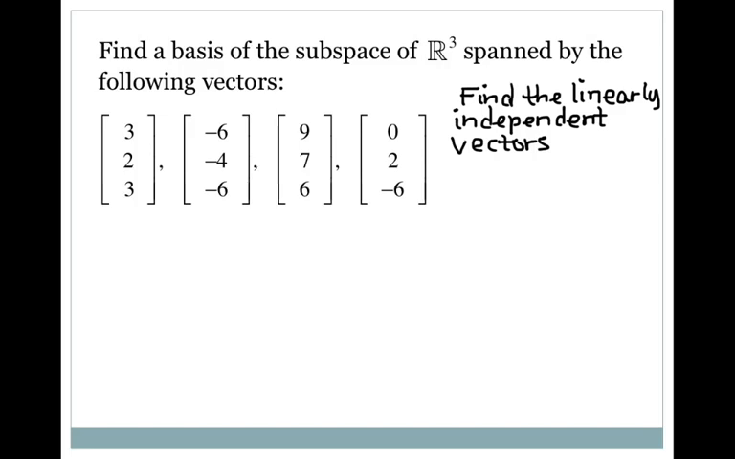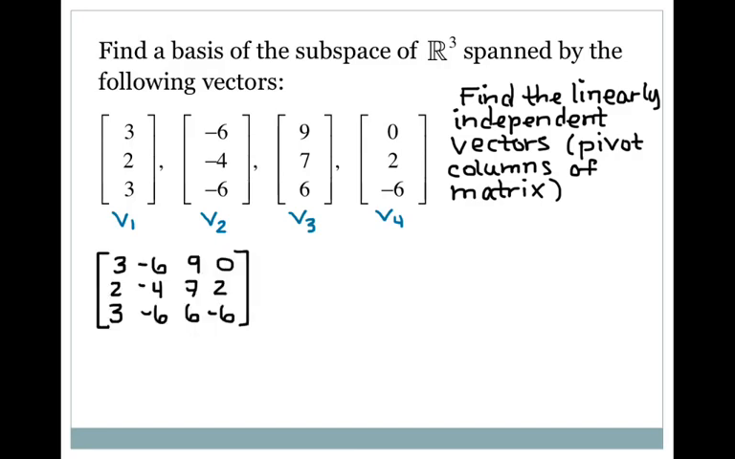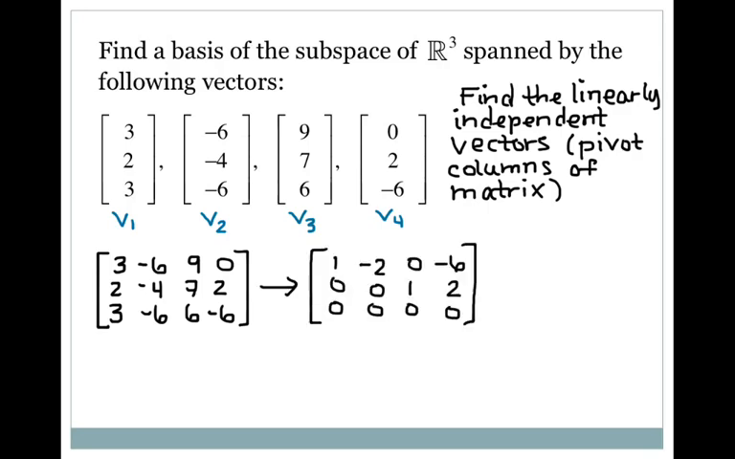So the key will be to find the linearly independent vectors that span this subspace, and those are going to be the pivot columns of the matrix if I put these vectors into a matrix. So that's what I'm going to start with. I'll call them v1, v2, v3, and v4. And I put them into a matrix, I row reduce, and then I look at my pivot columns. So I see column 1 and column 3 are pivot columns.